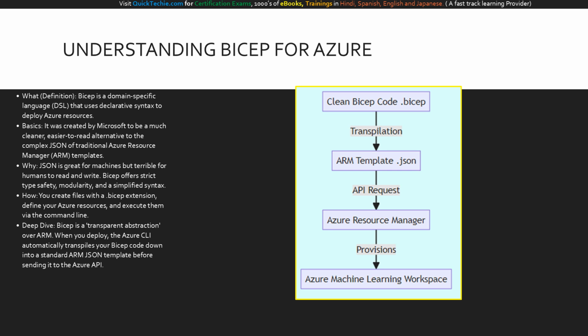You, the engineer, work exclusively at the top level, writing clean Bicep code. When you trigger a deployment, the system automatically transpiles that Bicep file into an ARM JSON template. That JSON is sent to the Azure Resource Manager, which acts as the orchestrator, reaching into the cloud to provision your Azure Machine Learning workspace.